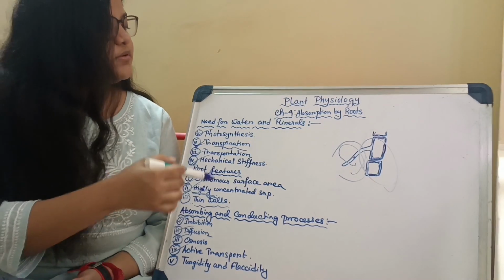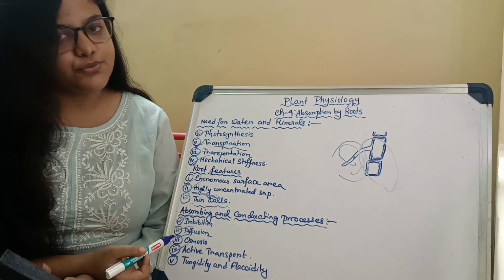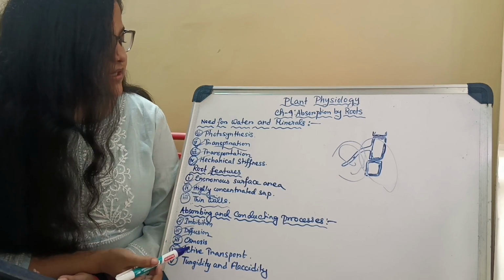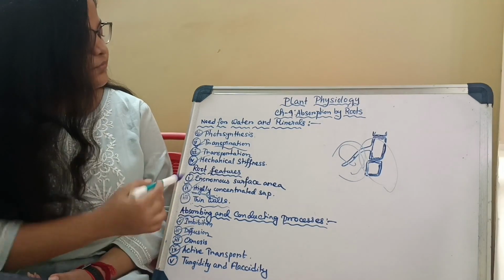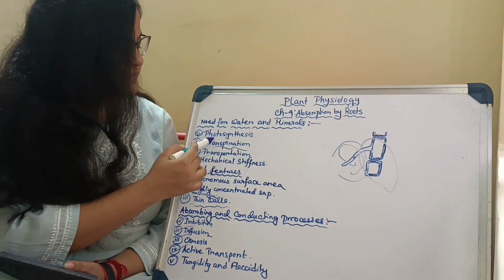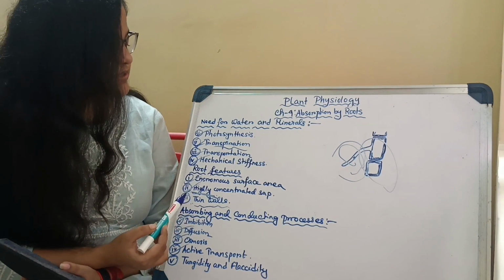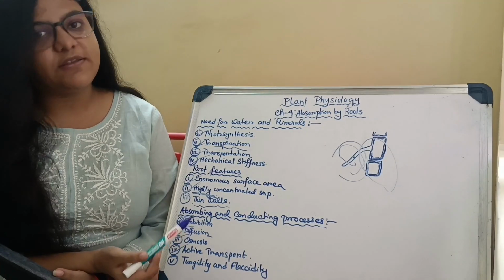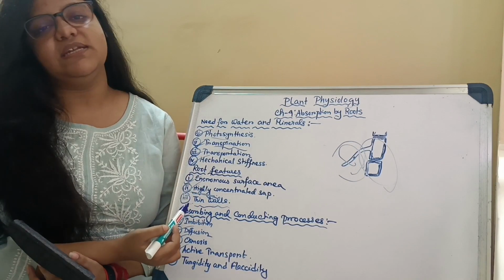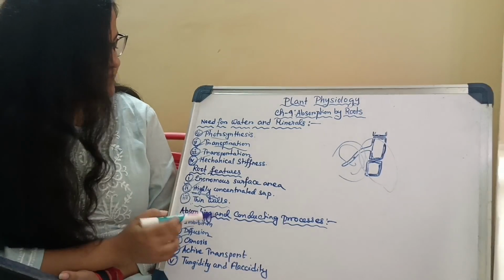So let us move on with the first chapter of plant physiology, which is absorption by roots. Now to understand absorption by roots, first we need to know why do plants need water and minerals, right? Now the first point is photosynthesis. You all know the basics: photosynthesis is the preparation of food by the leaves of the plant, or the synthesis of glucose. Now for photosynthesis we need raw materials like water and minerals.